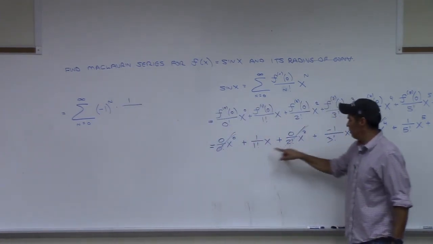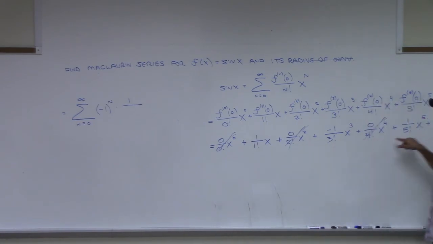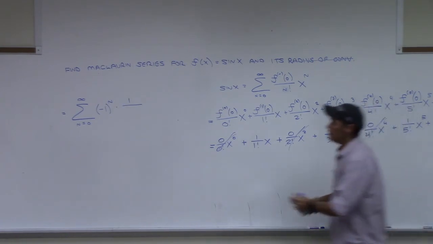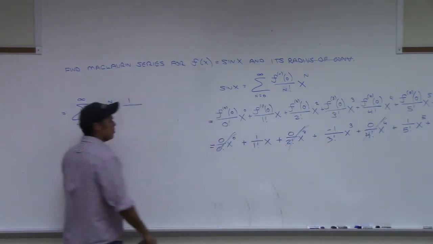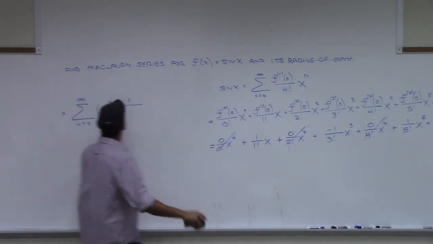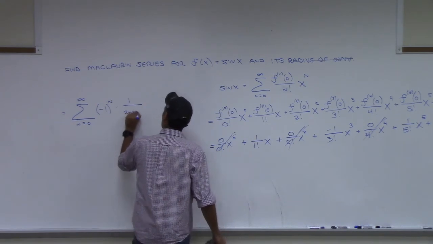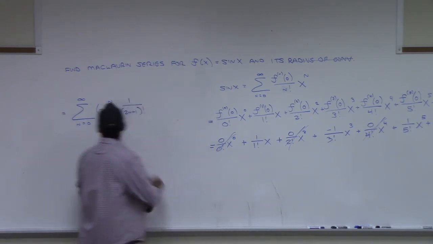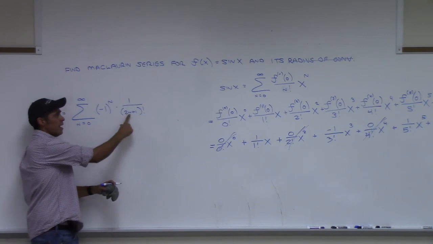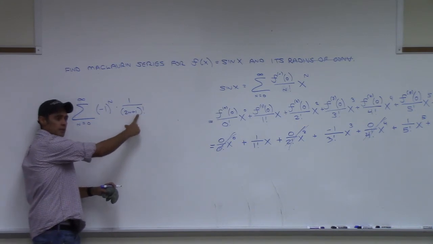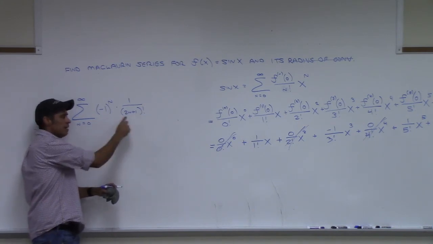1 factorial, 3 factorial, 5 factorial. Odd numbers. 2n. Careful, we start at 0, close. 2n plus 1 factorial. Everyone agree? If n is 0, you get 1, right? If n is 1, you get 3.